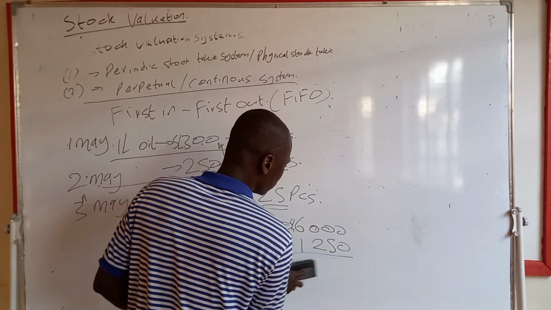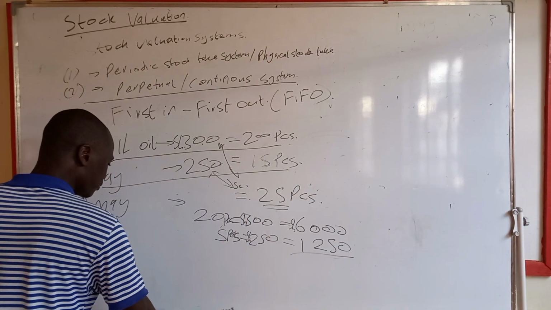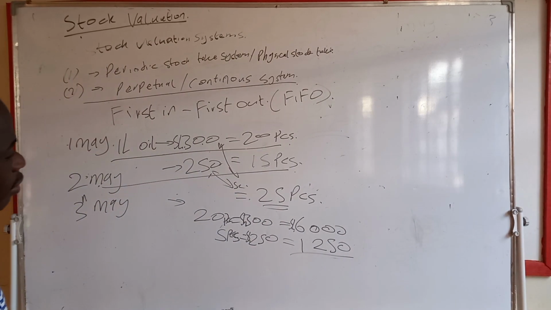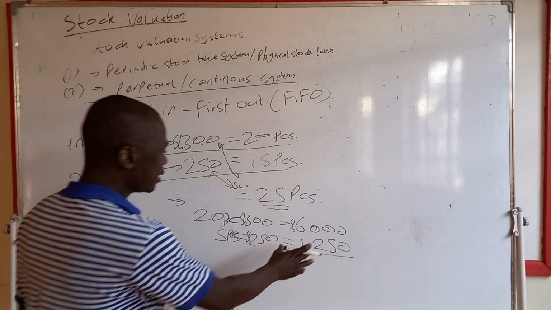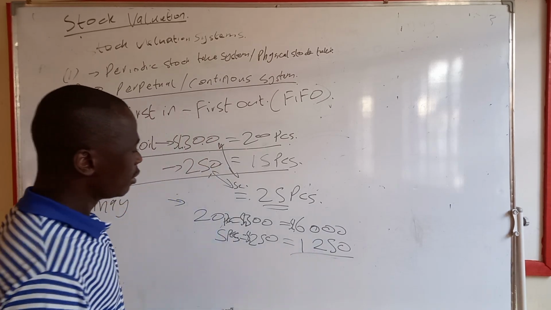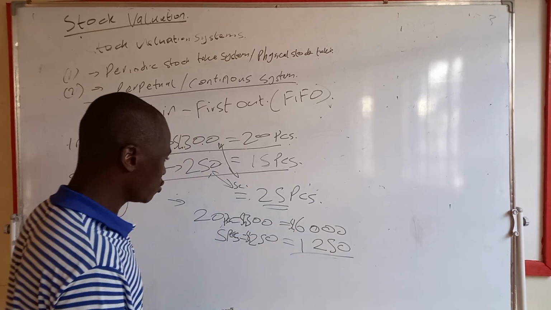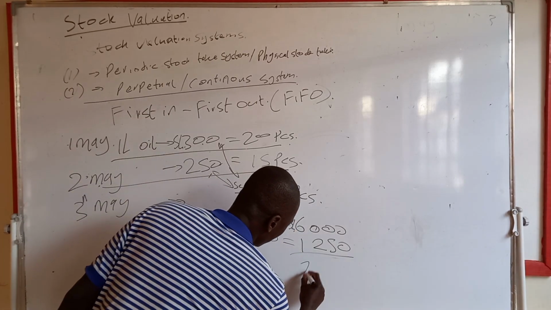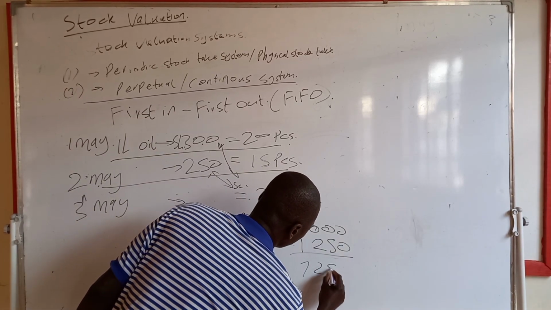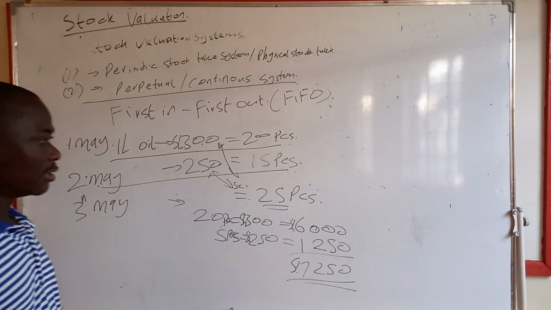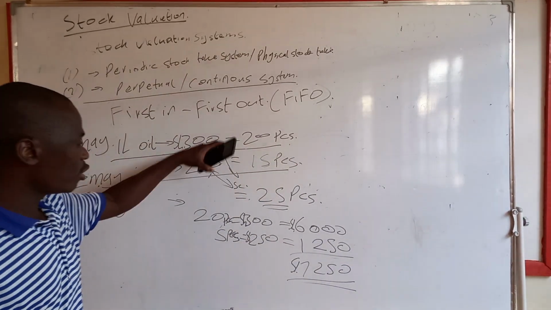Now, what is the value of the stock you have issued? It is the sum of these two, which will be 7,250 shillings. You see, this is what we call FIFO.